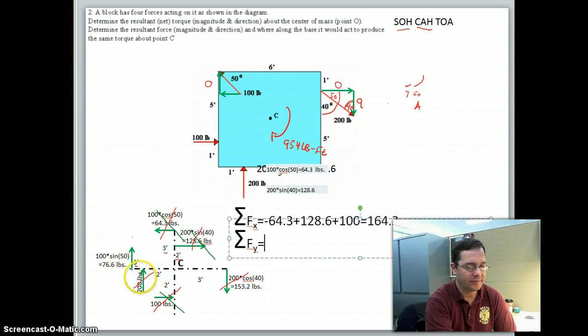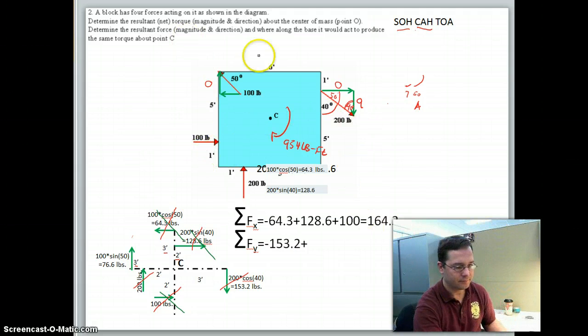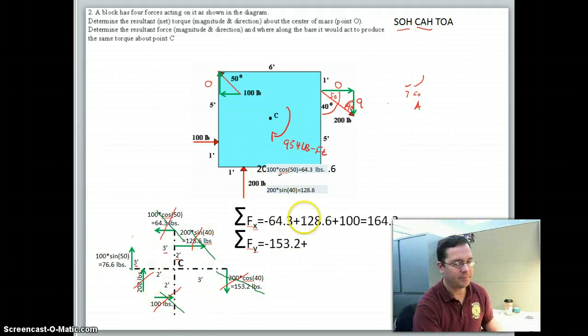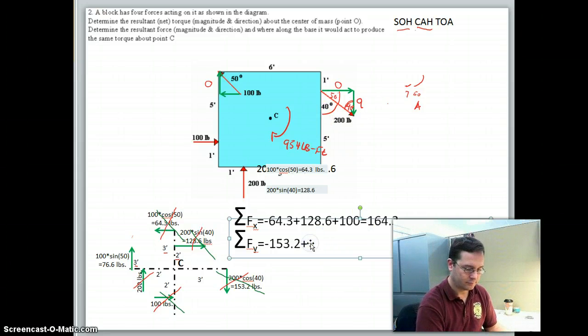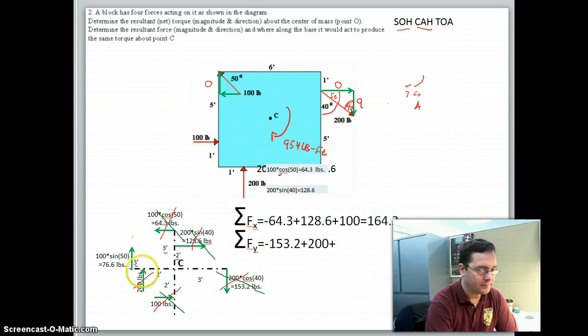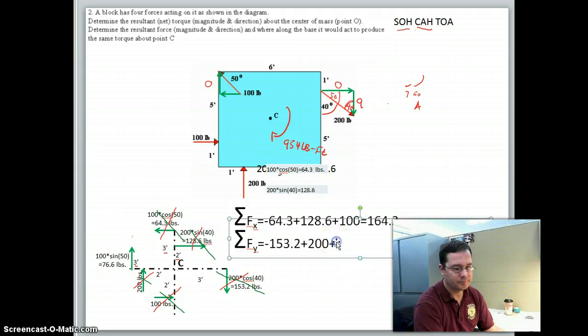There are only 3 of them in this problem. There's this one on the right that is negative 153 pounds, negative 153.2, and it's downward. And we'll mark that one as recorded. There's this 200-pound upward one. So again, we'll mark that as recorded. And then there's a 76.6 pound upward one. And again, that's a positive number because it's upward.